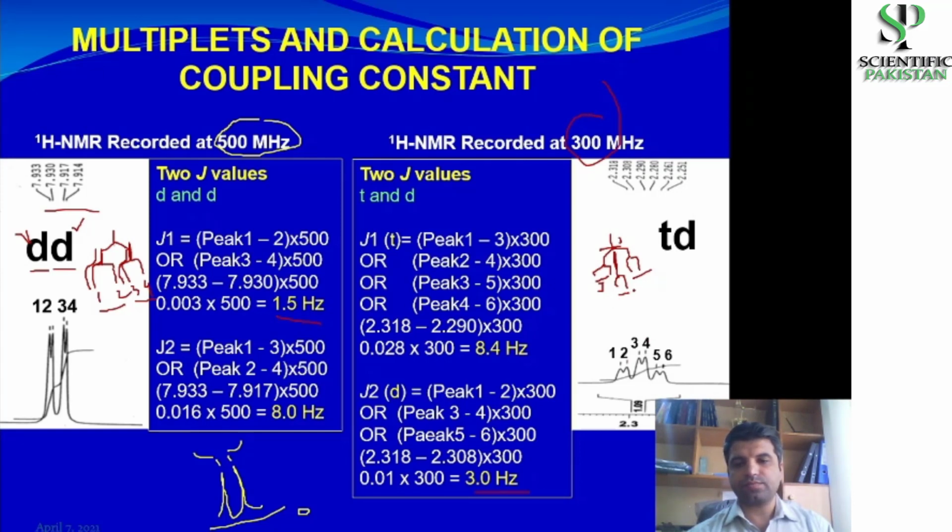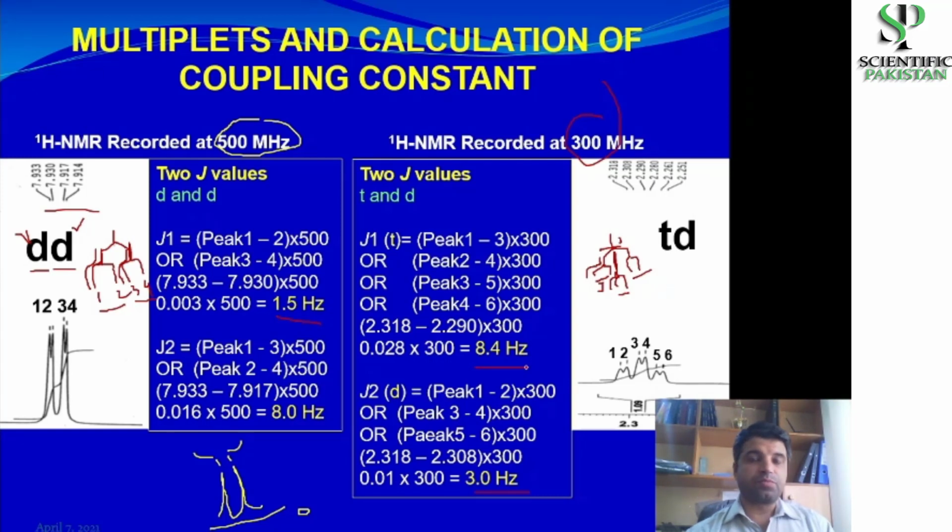But if you want to calculate the triplet, now where is the triplet? For the triplet you need a difference of these 2 lines or these 2 lines, but you cannot see them. Again, you just take them to the left or to the right. So this goes down and to the left, and this goes down and to the left. So 1 and 3. The distance between 1 and 3, or 2 and 4, or 3 and 5, or 4 and 6 will give you the separation between these lines, and multiplied by the spectrophotometer frequency it will give you the coupling constant for the triplet.